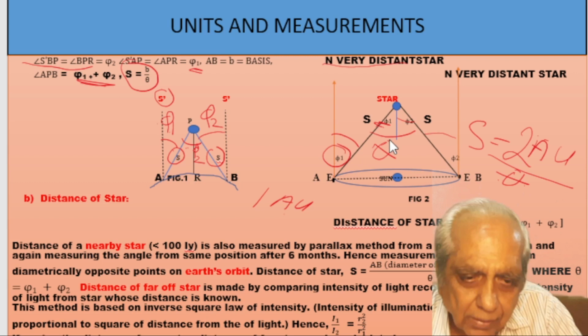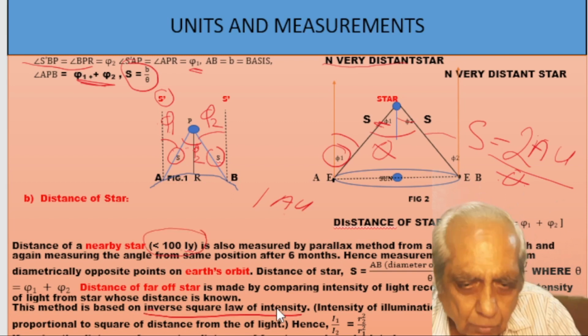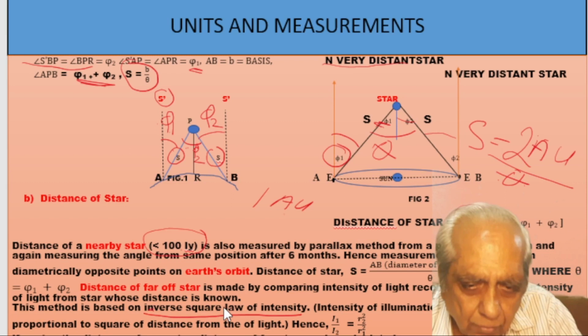As I told you, this method of finding how far the star is from the Earth is for nearby stars, which I defined as less than 100 light years. Now in case the star is more than 100 light years, then we will use another method, the principle of the inverse square law of intensity.